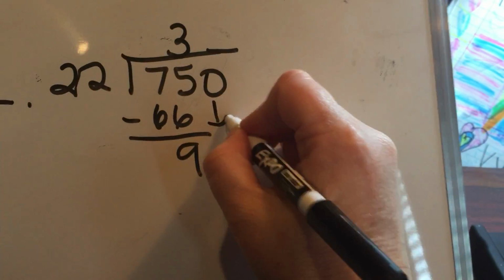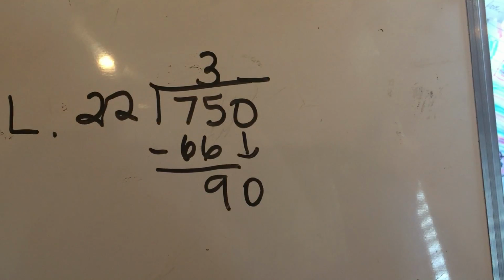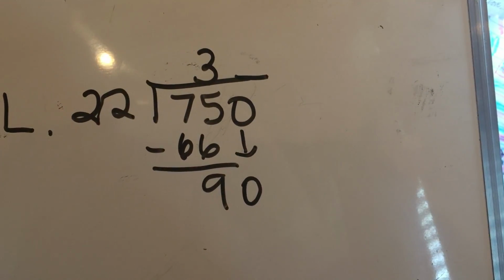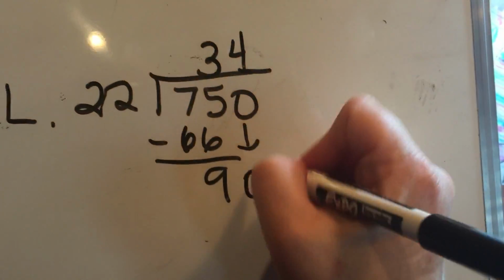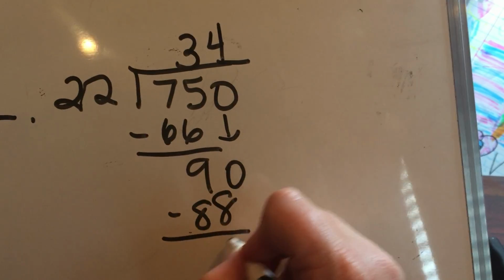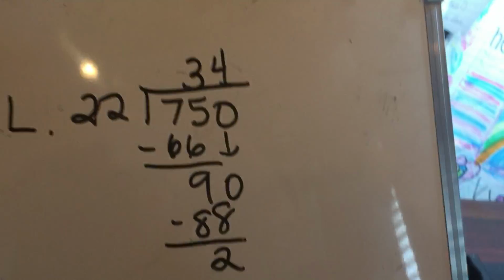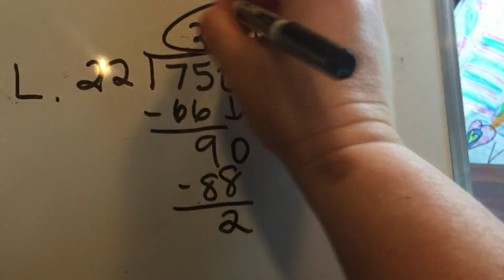Bring down the 0. 2 goes into 9 4 times, so 22 should go into 90 4 times. Let's try that. 4 times 22 is 88. So we have 34 remainder 2 for L.